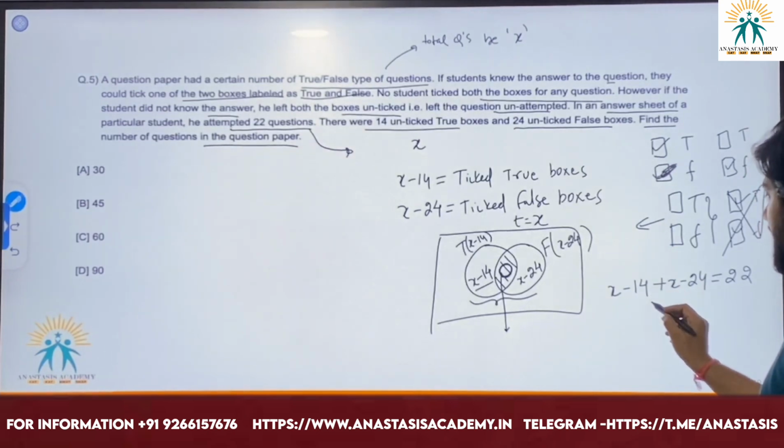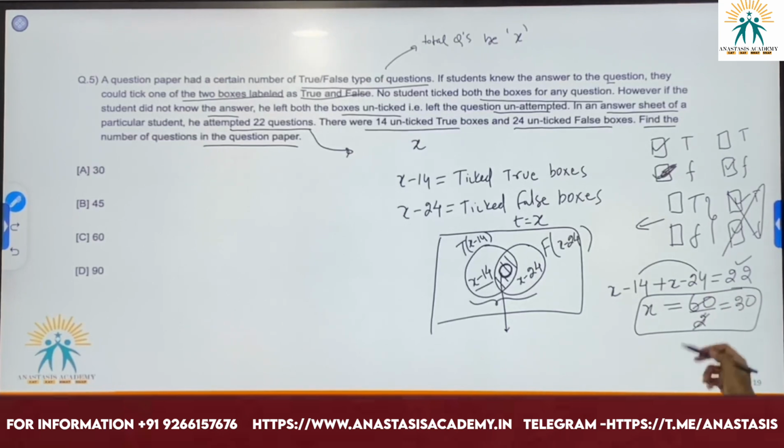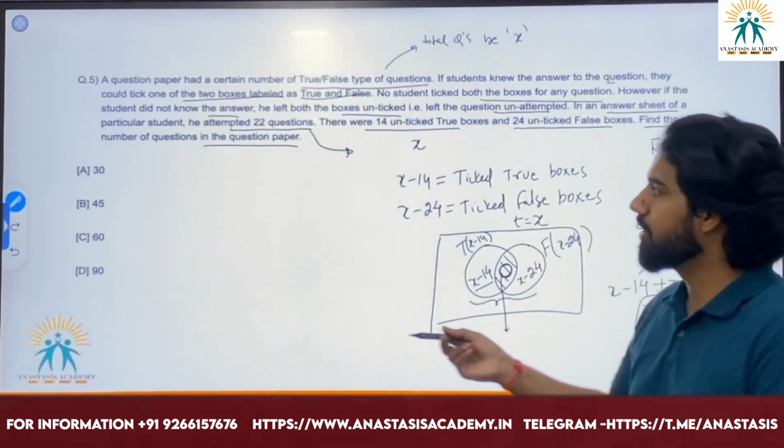From here, 2x is equal to 24 plus 14, which is 38, plus 22, that is 60. So x comes out to be 30. The total number of questions in this question paper is 30. The correct answer to this question is option A.